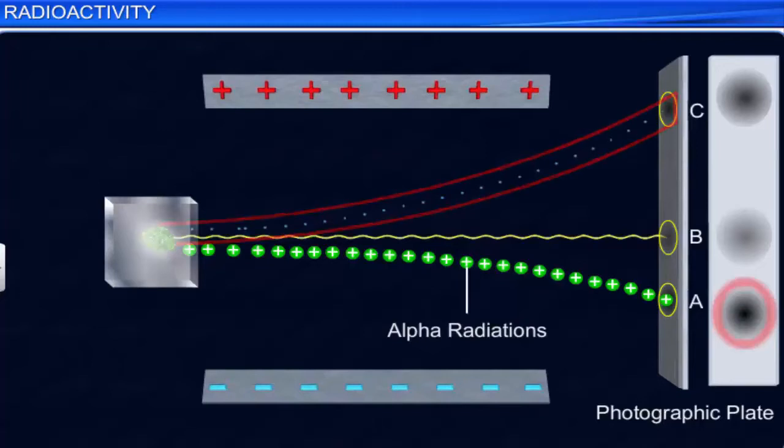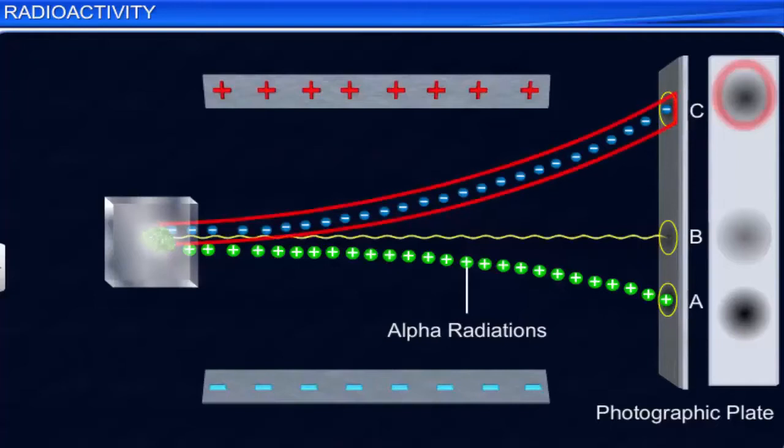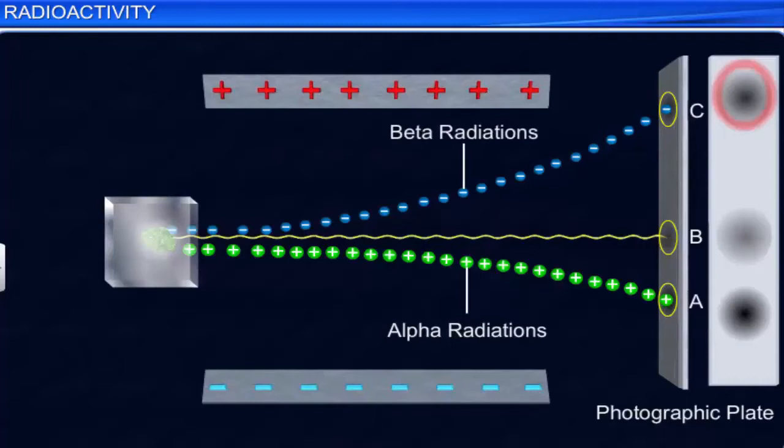Now look at spot C. It is moderately dark and appears on the positive side of the photographic plate. The angle of deflection of these radiations is large. Rutherford concluded that the radiations affecting the photographic plate at spot C must be negatively charged lighter particles. These rays were named beta rays, and the particles were called beta particles.